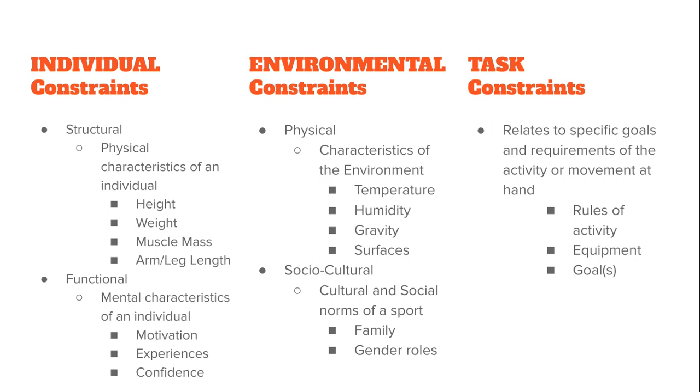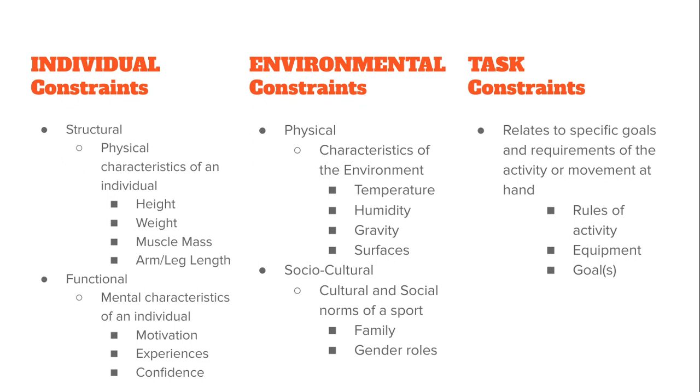Environmental constraints have physical and sociocultural. Environmental physical are the characteristics of the environment, like the temperature, the humidity, the gravity, the surfaces of the playing field or wherever the task is being carried out at.